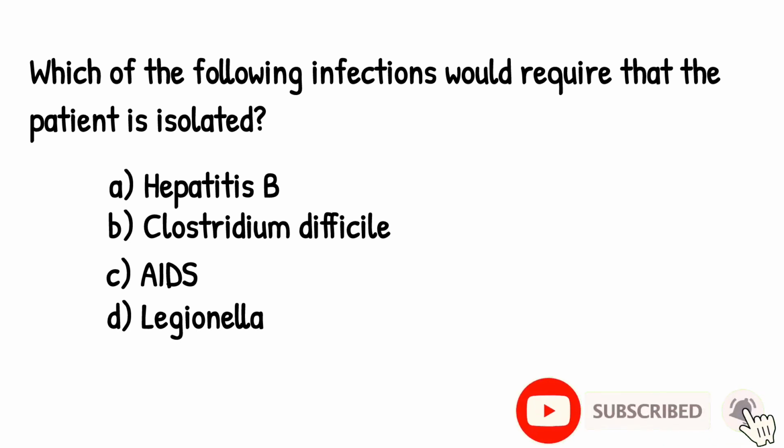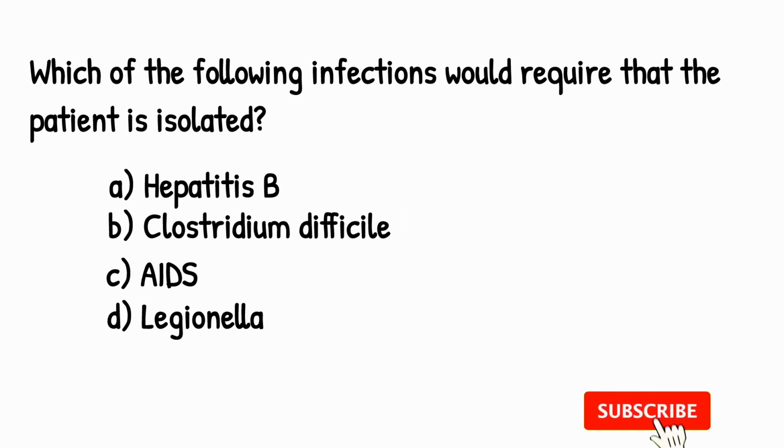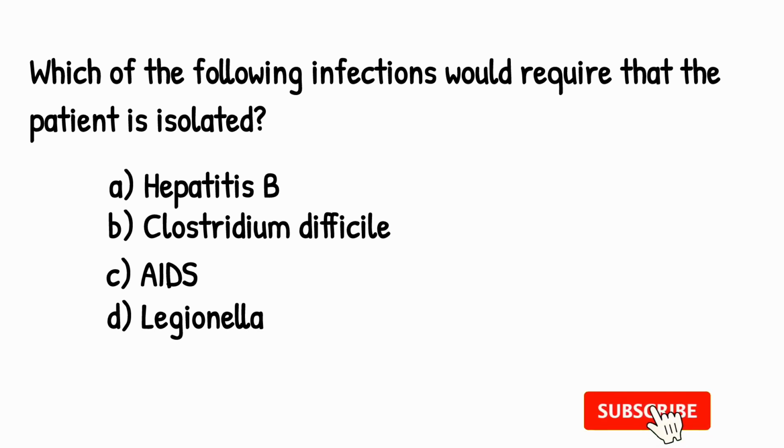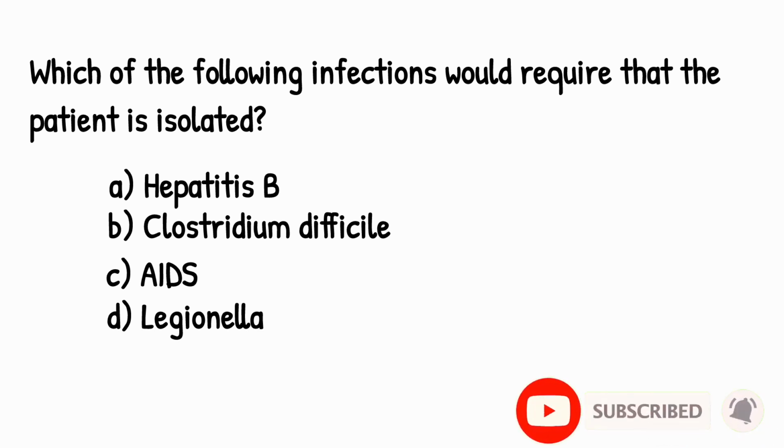Answer is B. Clostridium difficile. Clostridium difficile is an organism that is known to be transmissible in clinical settings as it is able to contaminate the environment. It is therefore important that the risk of transmission to other patients is minimized by nursing symptomatic patients in isolation.